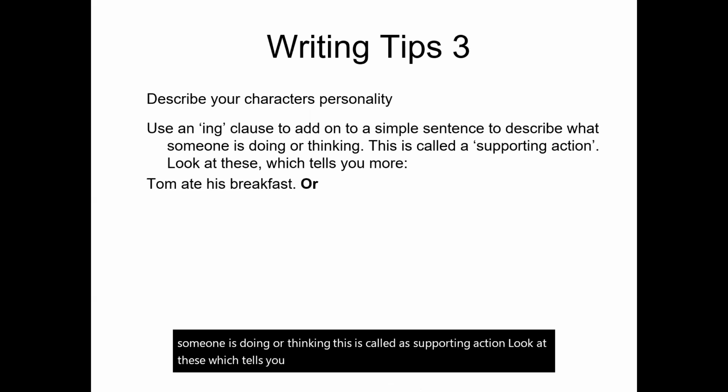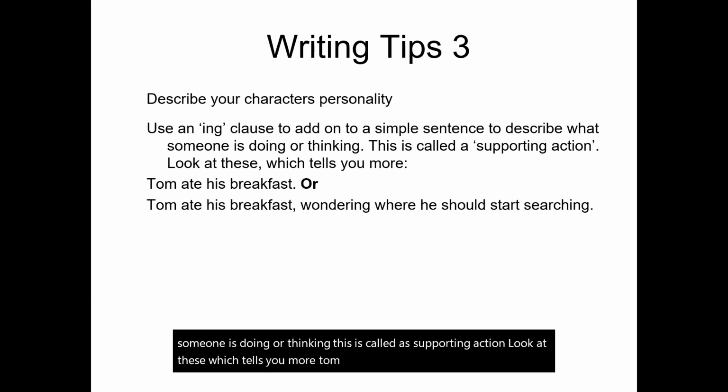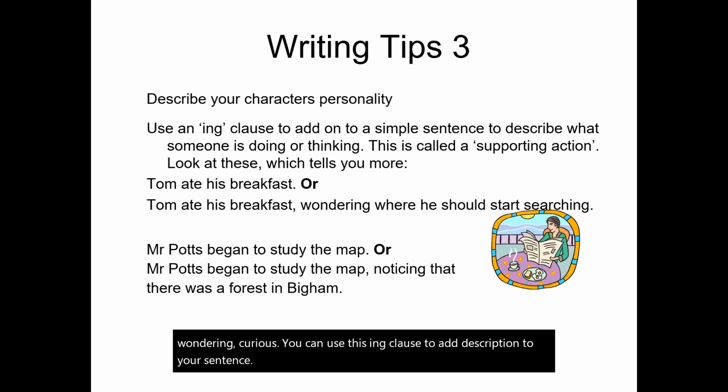Tom ate his breakfast. This is a simple sentence. Or Tom ate his breakfast wondering where he should start searching. So wondering is the action that he's doing on his own. He's thinking, wondering, curious. You can use this ing clause to add a description to your sentence. Mr. Potts began to study the map, or Mr. Potts began to study the map, noticing that there was a forest in Bigham.